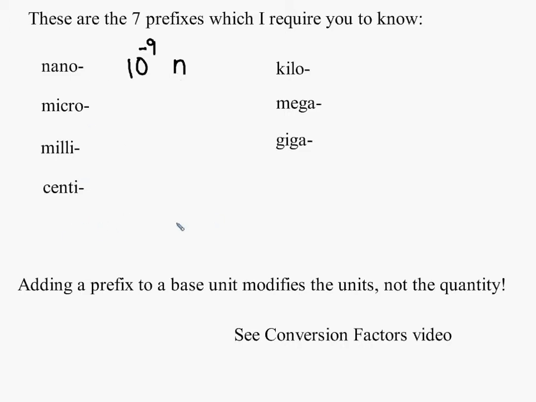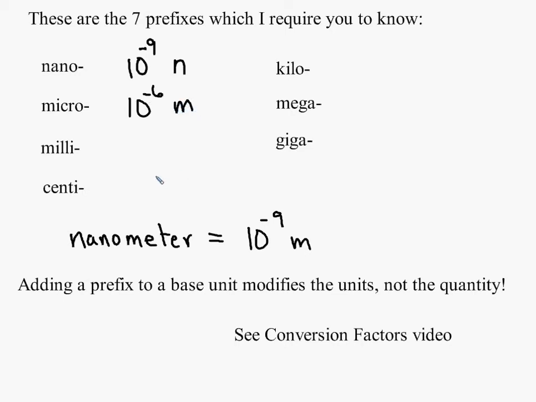So I'll do an example here. A nanometer is the same, we use the equal sign because most of this is dealing with math, a nanometer is equal to 10 to the minus ninth meters. A micro is 10 to the minus sixth, and it uses lowercase m.